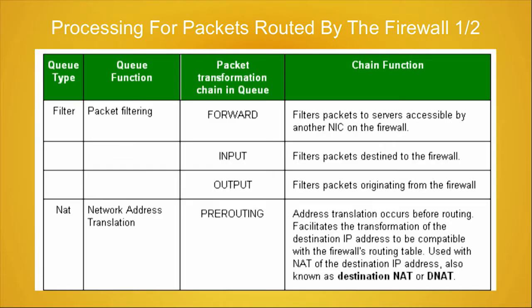Coming to network address translation. As I told you, this is for increased security of your internal network. The address translation actually occurs before routing. Therefore, you are able to block your IP address from getting known to the external world. This is actually a pre-routing stuff.